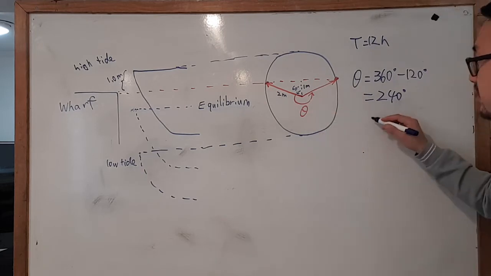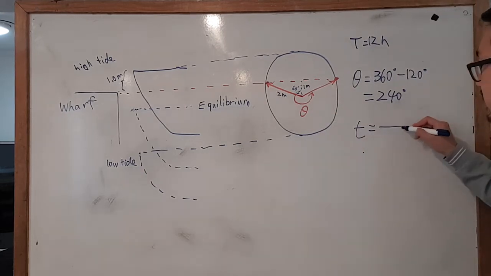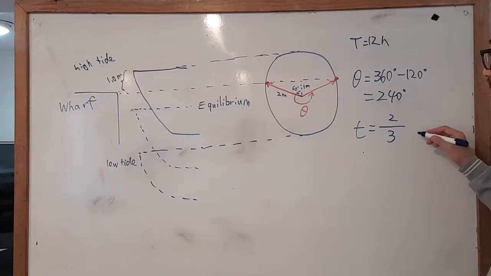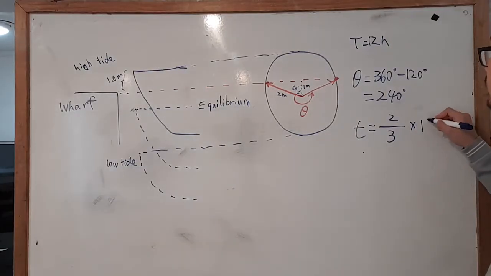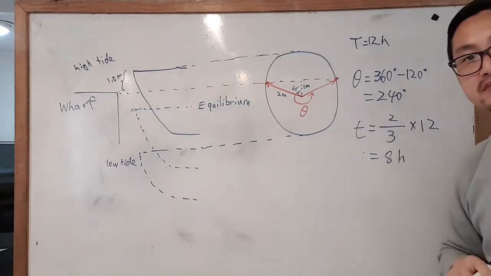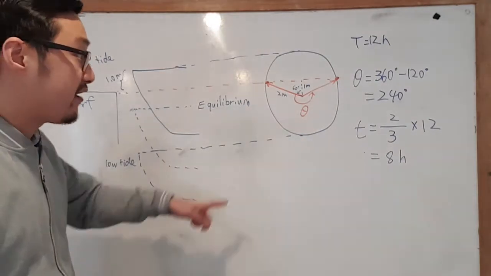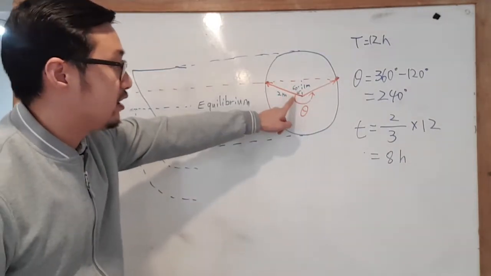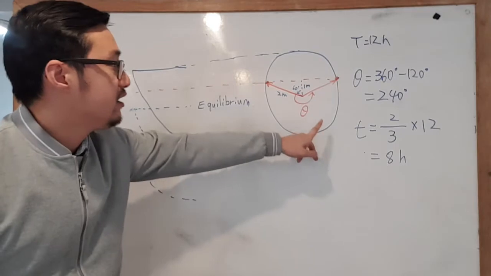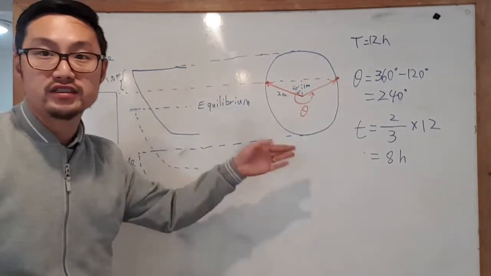So for this theta, the time is going to be 2/3 of the total 12, which gives me 8 hours. That's the easy way to do it. If you can figure out this is 60 degrees and it's 120, 120 is a third, so this is 2/3 of the whole 12 hours. So it's going to be 8 hours, easy.